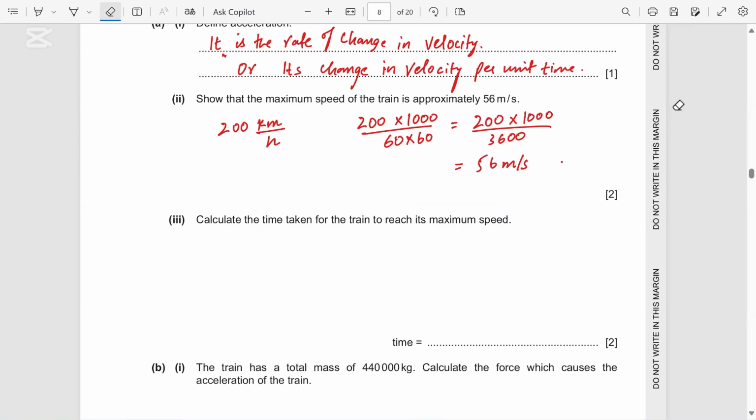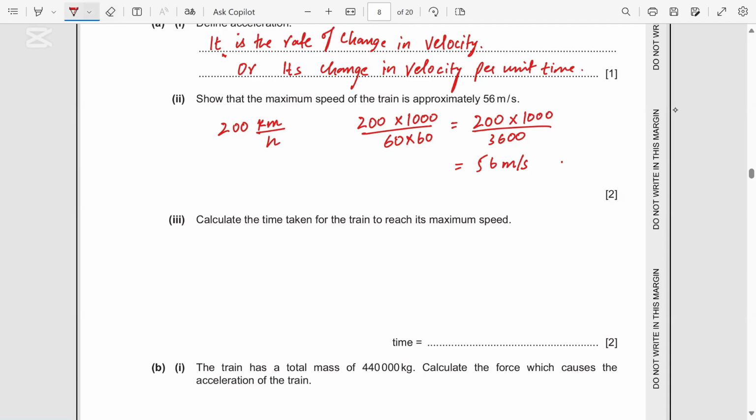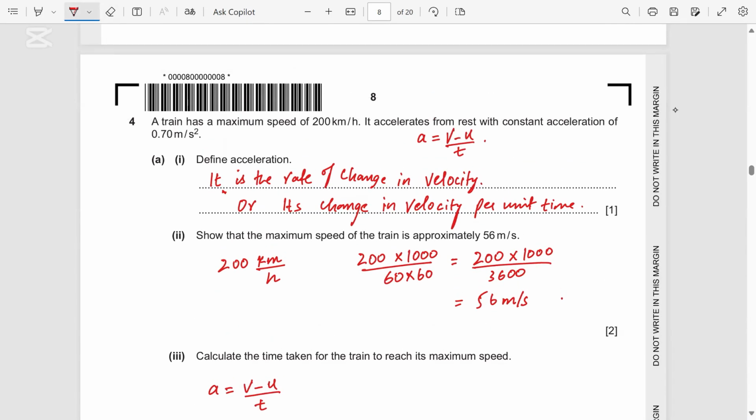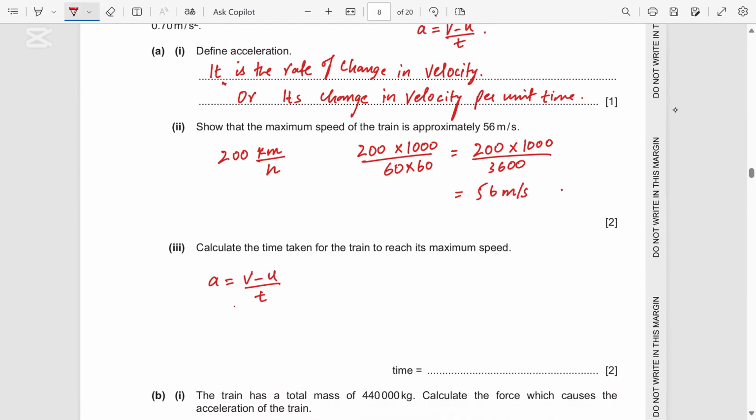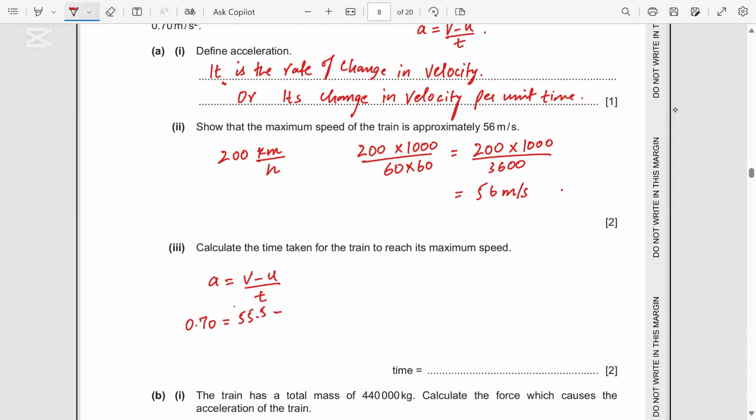Calculate the time taken for the train to reach its maximum speed. So you should know that the formula is acceleration is equal to v minus u over t. And you know that it started all the way from rest, so the initial velocity is 0. The acceleration is 0.70. The final velocity is, since we calculated it earlier, 55.5, which was approximately 56 meters per second. So u is 0 here. And we have t here, and this is going to be 55.5 over 0.70. It's going to be 79.2. And I can write here 79 seconds.